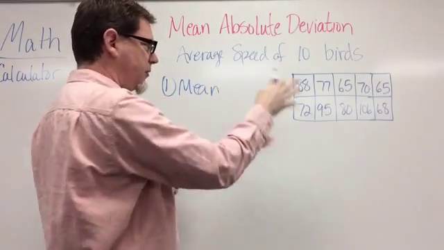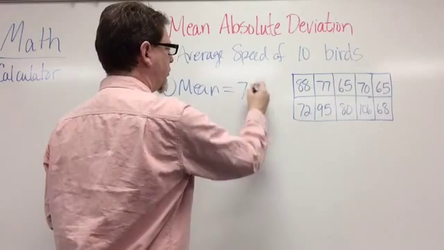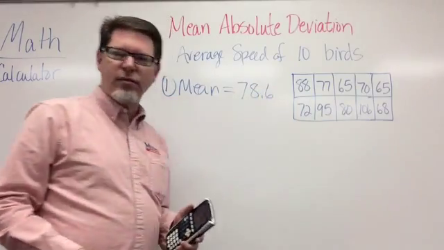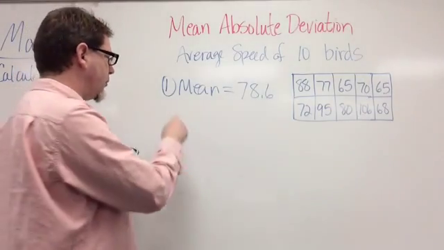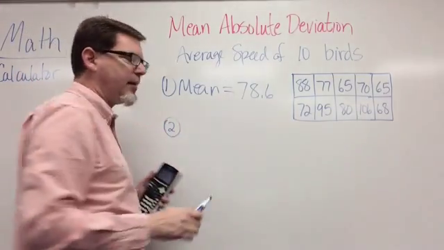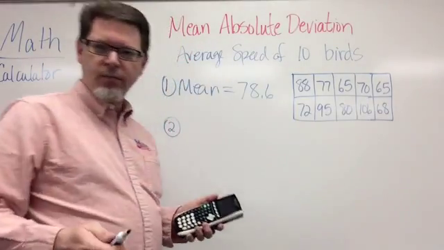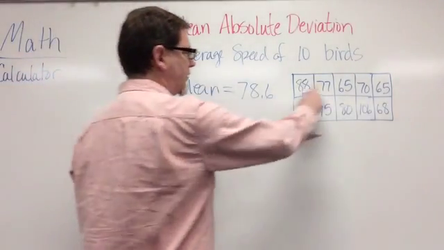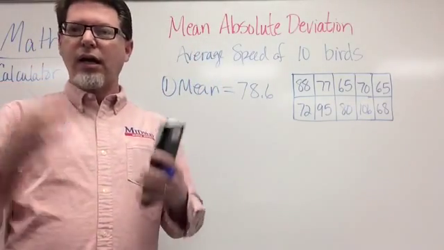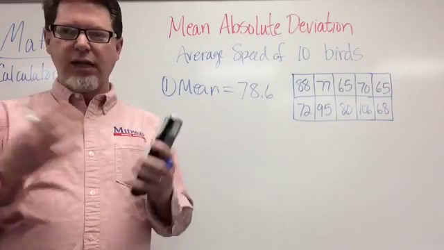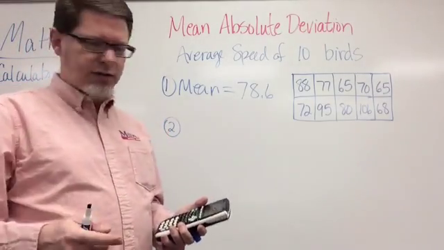So I plugged all of those into my calculator, divided by 10, and I got 78.6. So the mean of this set of data is 78.6. Now you'll remember step 2 is to find the absolute deviation. I'm not going to use a number line for this one. I'm just going to subtract all of these by 78.6. And if I get a negative number, I just change it to positive. That's the way we do standard mean absolute deviation.